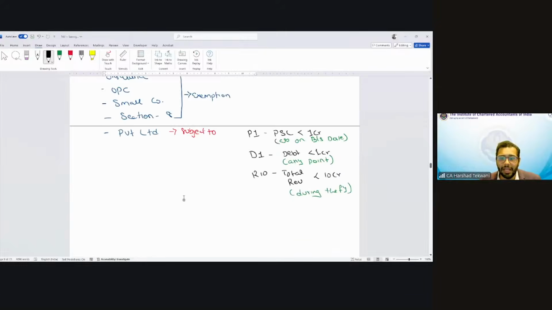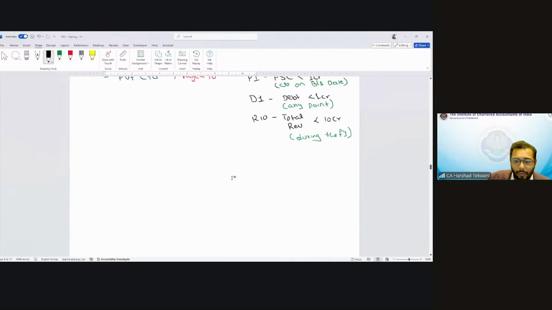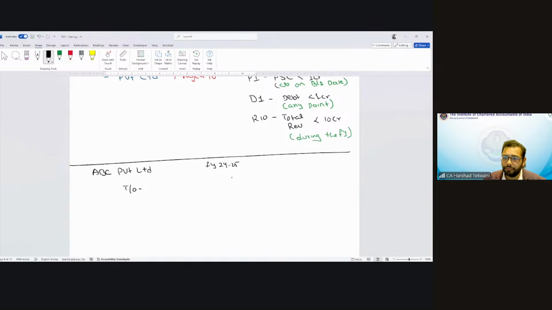Clear? So this is how you decide the applicability of CARO. Now, one specific question I want to ask everyone with an example. Let's say there is a company, ABC Private Limited. The turnover of ABC Private Limited, let's say we are talking about financial year 24-25, is 25 crores, total revenue, turnover, whatever you want to say. Borrowings of this private limited are, let's say, 2 crores. And the paid up share capital of this particular private limited is 3 crores. Tell me the CARO applicability.